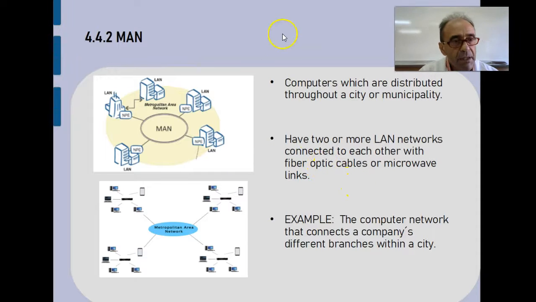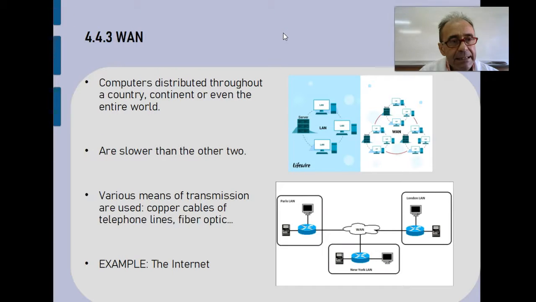And the one that we call wide area network is when we have different metropolitan area networks together using different media. In this case, the media forming the connection could be either copper wires or fiber optics. And the global internet is an example of a wide area network.